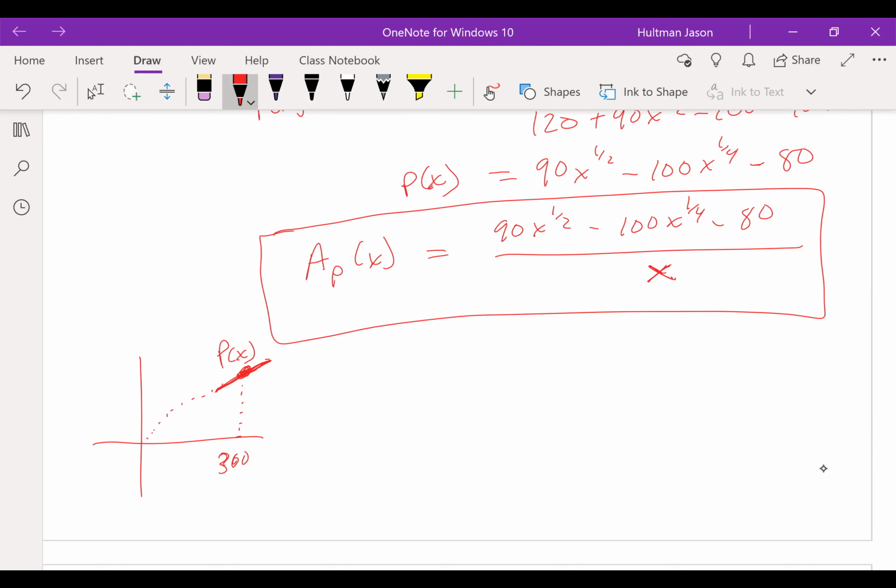That average profit function. So what I want to do is find A prime sub P of X. I want to find out when X is equal to 300, well, X is equal to 3, sorry, not 300, 3. When X is equal to 3, because it's measured in hundreds of geraniums, how fast is the profit changing? What is A prime sub P of X? How fast is that average profit function changing?